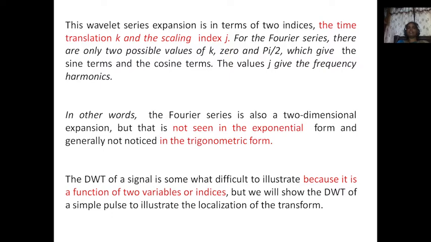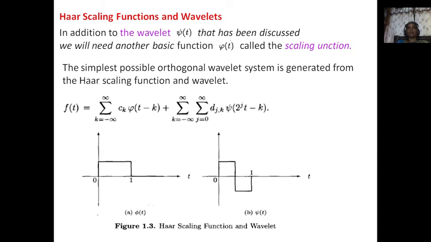The DWT of a signal is somewhat difficult to illustrate because it is a function of two variables or indices, but we will show the DWT of a simple pulse, for example, to illustrate the localization of the transform. One example: just now we saw that some of the wavelet functions have sharp variations. For that example, we are going to consider here Haar scaling functions and wavelets.